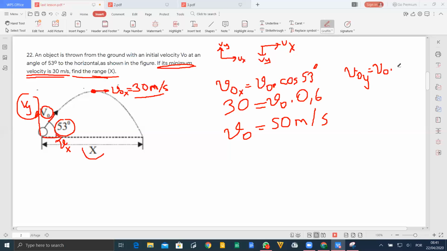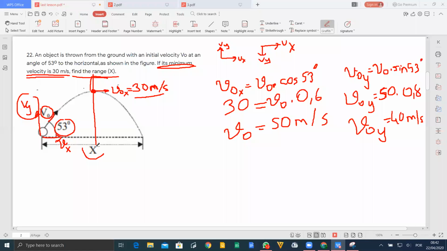V0 times sine 53. Okay, 53. So V0y is equal to 50, we found it already, times 0.8, and V0y is equal to 40 meters per second. And everybody can understand that if we consider the halfway of the projectile motion, we are allowed to use V0y is equal to g times t, the formula for the vertical motion of the projectile motion.